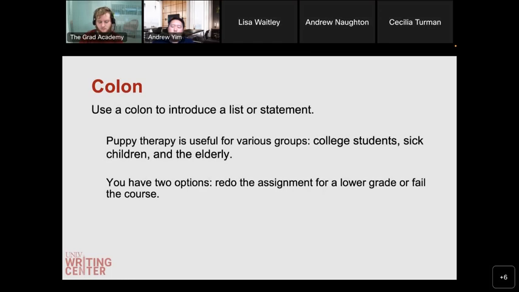In terms of the colon, you can use it to introduce both a list or a statement. Similar to what we saw with the semicolon earlier on, you can use it to introduce a list like: puppy therapy is useful for various groups: college students, sick children, Oxford comma, and the elderly. Or in this case, you could say you have two options: redo the assignment or fail the course. So again, you can use a colon to introduce lists or statements in your overall paper. Something to also keep in mind as you're revising.